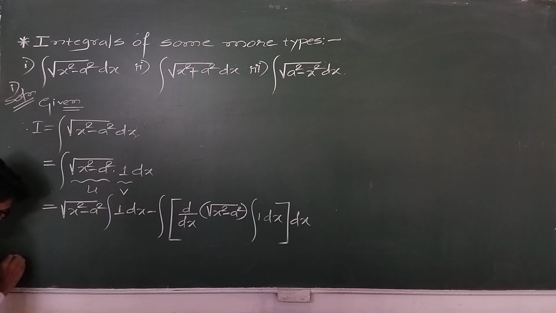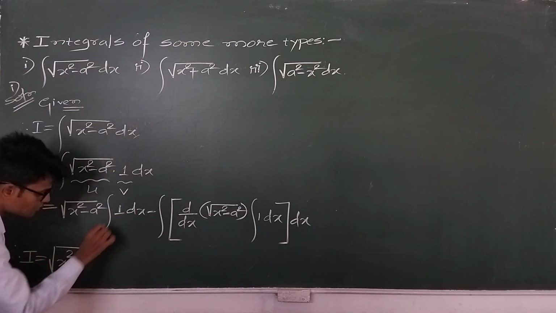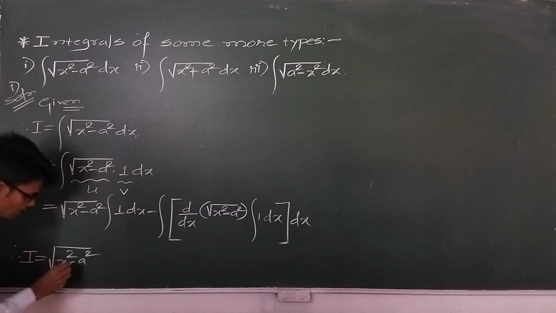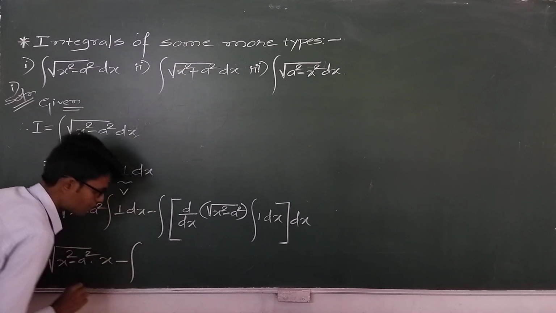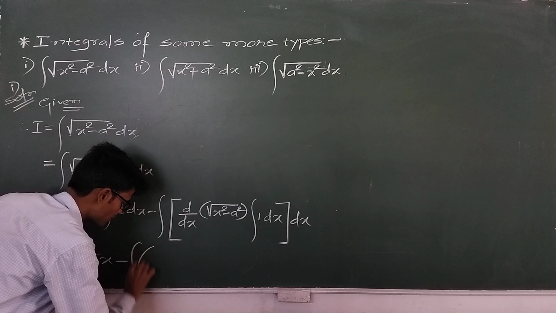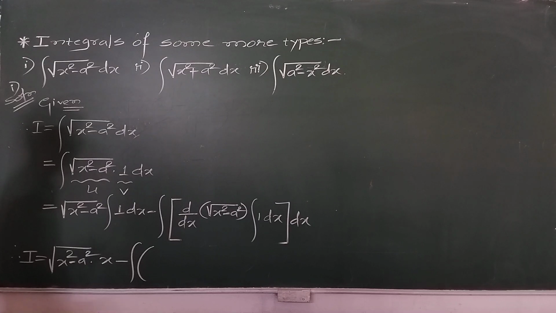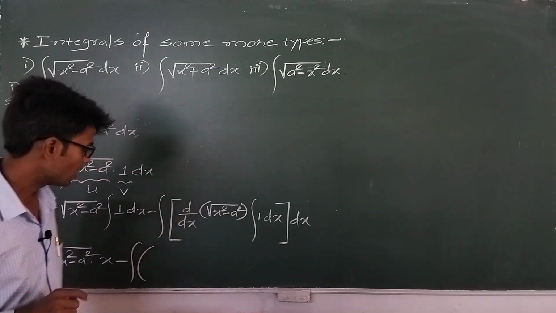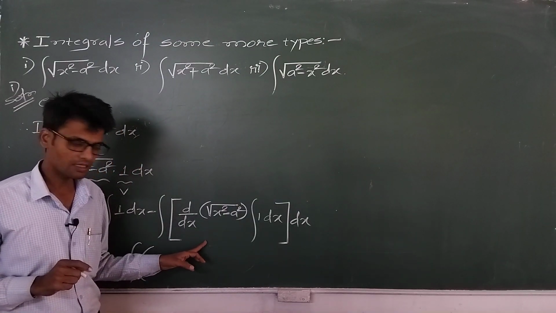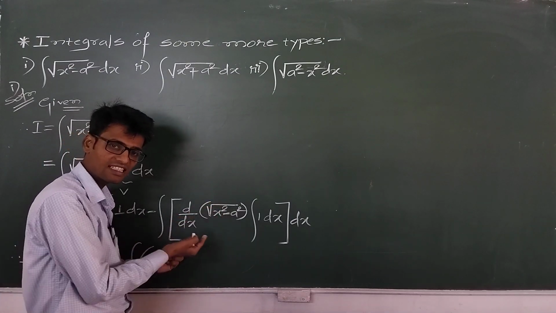So therefore I will write the value of I is equal to the square root of x square minus a square, you write as it is. Next, integration of 1 with respect to x. So integration of 1 with respect to x is x, minus integration you write as it is. Yes, after this we have a differentiation of square root of x square minus a square. We have the formula of derivative of root x with respect to x, which is 1 by 2 root x. And for this you have to apply the chain rule. So first you differentiate the root, and afterwards you differentiate the terms which lie inside the square root.